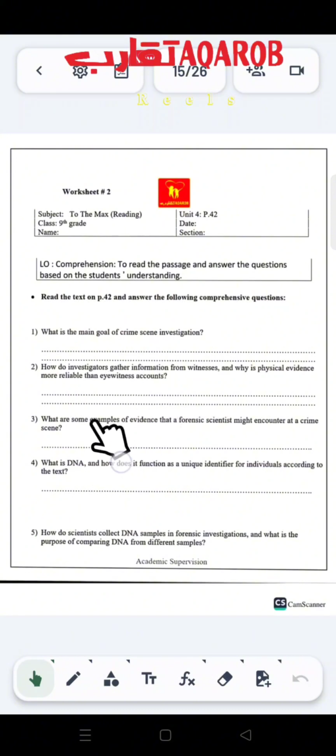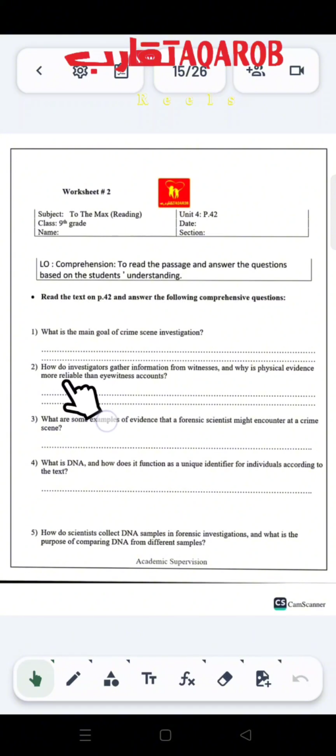Now the questions of the worksheet. The comprehension: read the passage and answer the questions based on the student's understanding. Read the text on page 42 and answer the following comprehension questions. So question number 1, what is the main goal of crime scene investigation? So the main goal is to uncover details of a crime, including identifying the criminal.